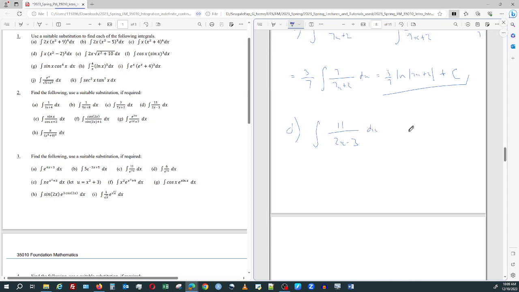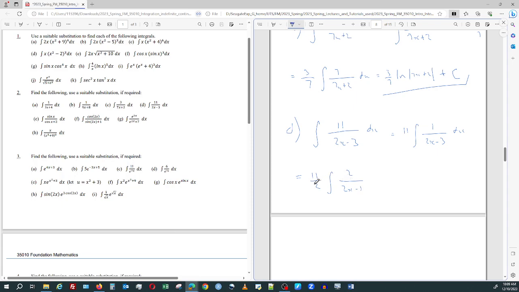So we put the 11 across the front. So it will be 11 lots of the integral of 1 over 2x minus 3, and ask the question, is the derivative of the denominator on the numerator? And the answer is no. So we introduce a 2. So the bottom half of the 2 will sit here because this is the 1, and the top half of the 2 will sit on the numerator. So there's our 1 in disguise.